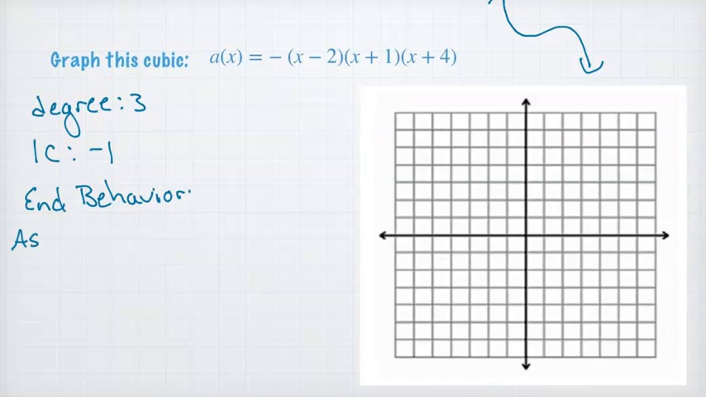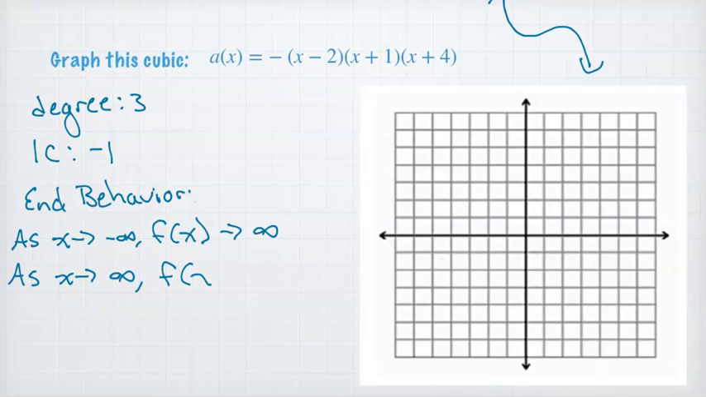We're going to say as x goes to negative infinity, f of x is going to go to positive infinity. And as x goes to positive infinity on the right, f of x is going to go to negative infinity. My function will go, so I'm going to put that negative sign there, my function will go down on the right and up on the left. My zeros were roots.